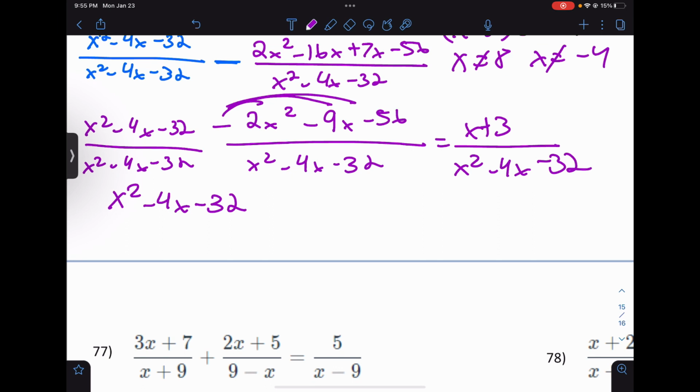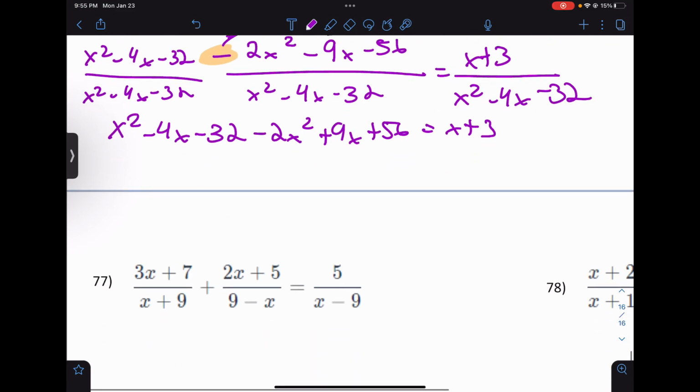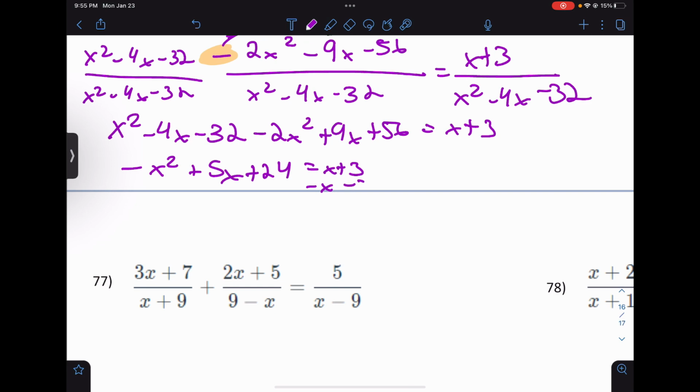Don't forget to distribute this negative. Everyone's still struggling with that. You have to make sure if it's a minus sign, you've got to distribute it to everything. So we get minus 2x squared plus 9x plus 56 equals x plus 3. So I'm going to combine like terms. I get negative x squared plus 5x, and then I'm going to use my calculator because it's getting late. So 56 minus 32, and I got 24, equals x plus 3 minus x minus 3.